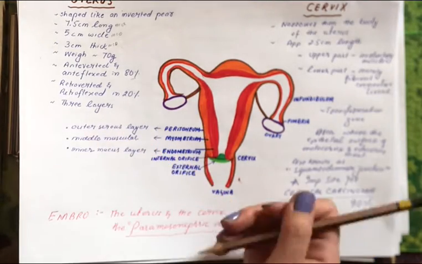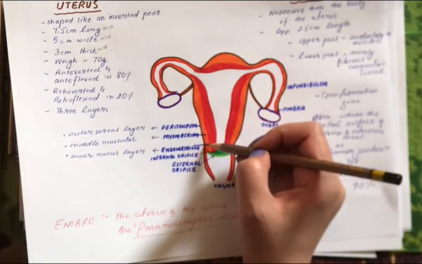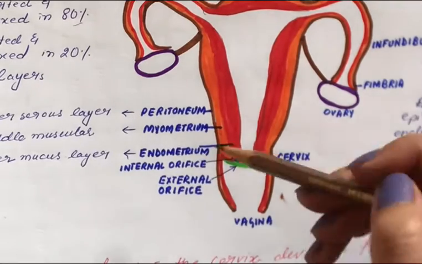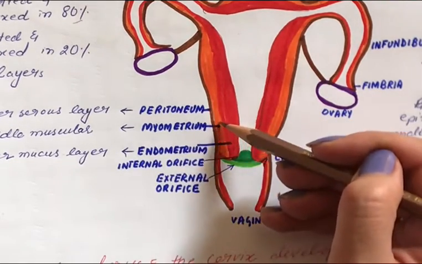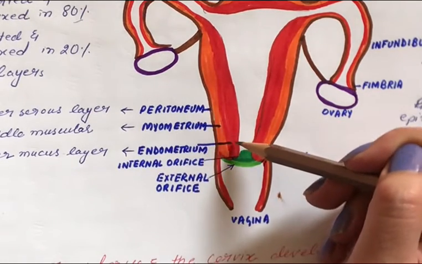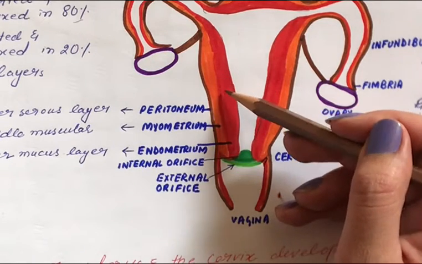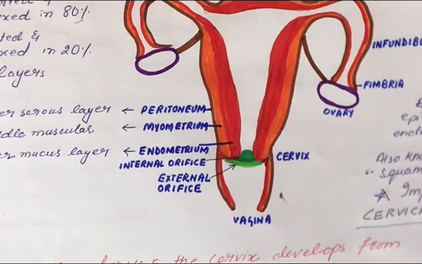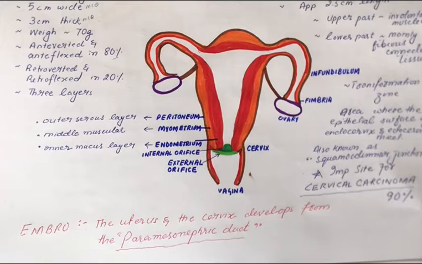It consists of 3 layers: the peritoneum, the outermost layer, which I have shown here with the brown color, the middle muscular layer known as the myometrium, and the inner mucous layer known as the endometrium, which sheds during the menstrual cycle. The major structures of the uterus are the corpus.